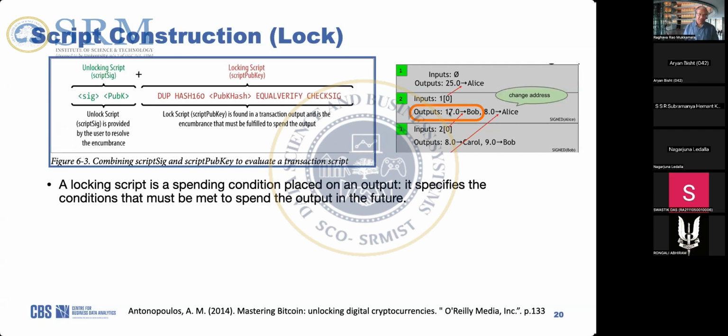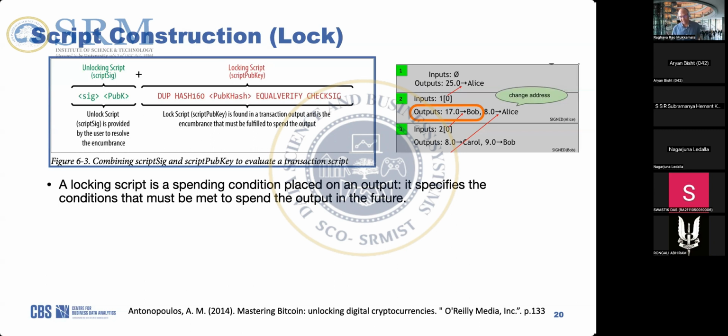Now I'm talking about the locking script. The locking script is generated when somebody transfers coins to you. A locking script is a spending condition that is placed on an output. So it specifies the conditions that must be satisfied to spend this output in future, right? So this is what a locking script is. It's a bit complicated formally, but let me take a simple informal example.